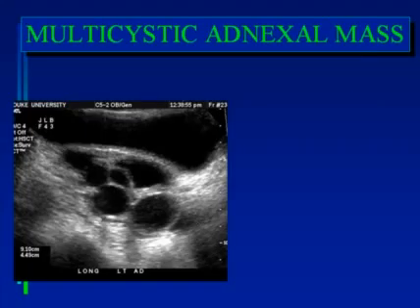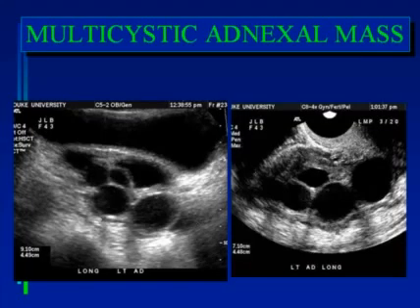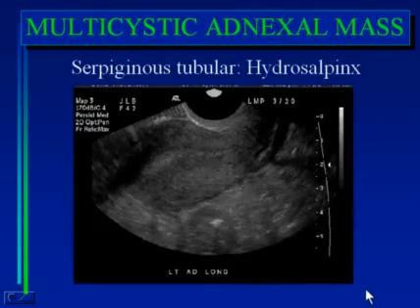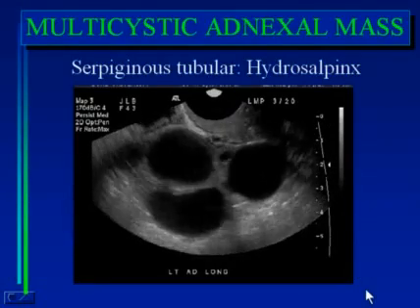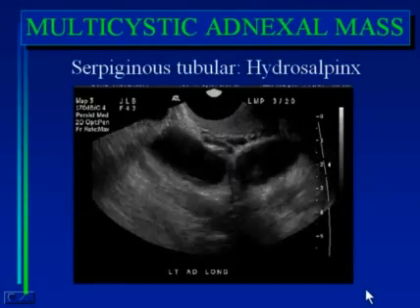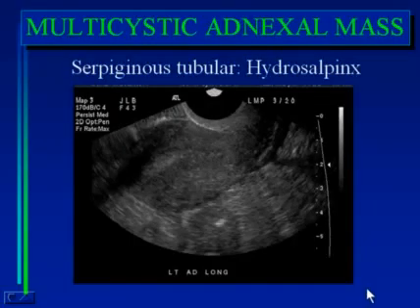So here we have what looks to be a multicystic ovarian mass, seen both on transabdominal ultrasound on this image and at endovaginal ultrasound here. However, when one looks at this at real-time evaluation, you can see that the components of the mass are tubular and connect up, and this was not a multicystic ovarian mass, but rather was a dilated hydrosalpinx.